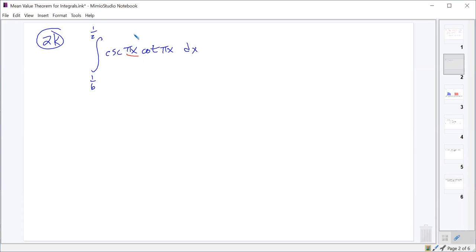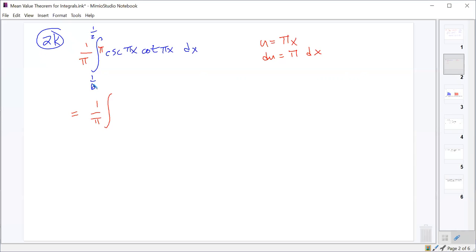But since there's this pi x inside of each of these, we need to get rid of that pi x by doing a substitution. So we'll let u equal pi x, and du will be pi dx. And so we'll have to put in a pi inside of here, which is perfectly fine. That's just a constant, right? And we'll put a 1/pi out in the front of it. And so then this becomes 1/pi times the integral.